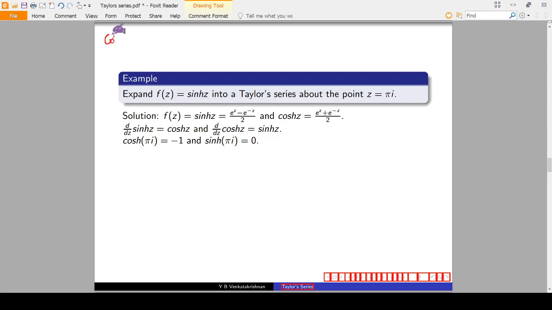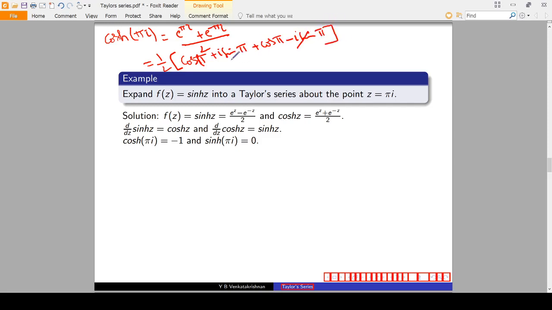What is this cos h pi i? Cos h pi i is e power pi i plus e power minus pi i whole divided by 2. So this will be 1 by 2 times cos pi plus i sin pi, and e power minus pi i will be cos pi minus i sin pi. Minus i sin pi and plus i sin pi get cancelled, giving you cos pi, and you know that cos pi is equal to minus 1.